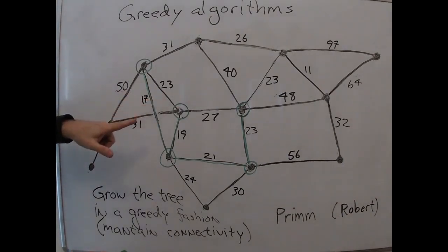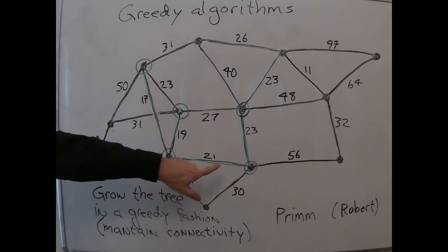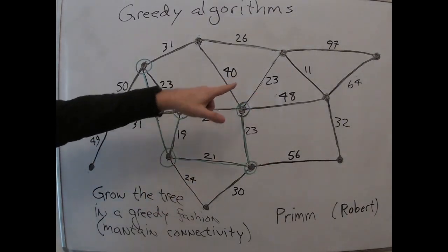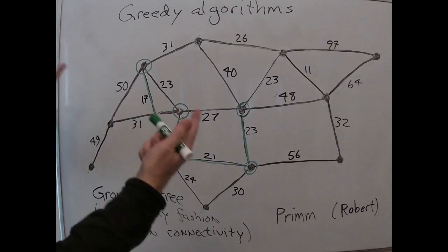It can't be that 23. That doesn't leave the tree. 31? No, that's a pretty high number. There's a 24 here. 20, 56, 48, 23s. That's our new loci, isn't it? That's the cheapest way to go from the tree so far to the rest of the graph.